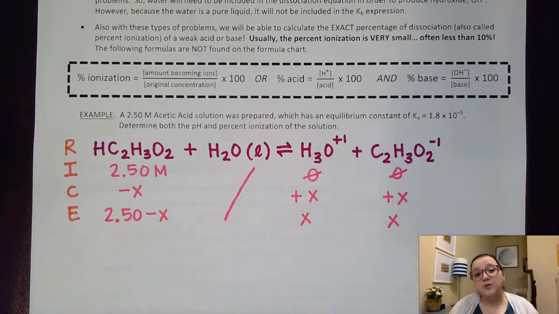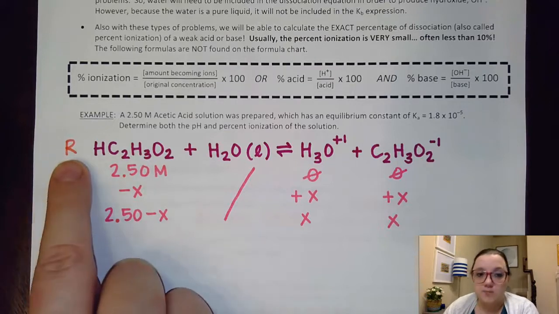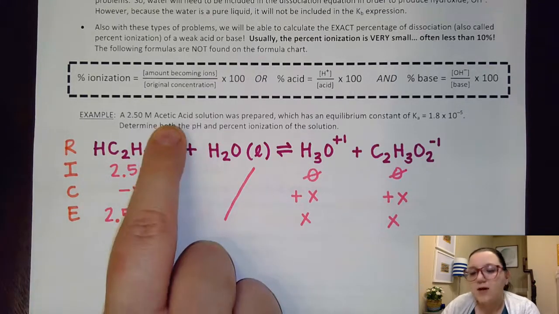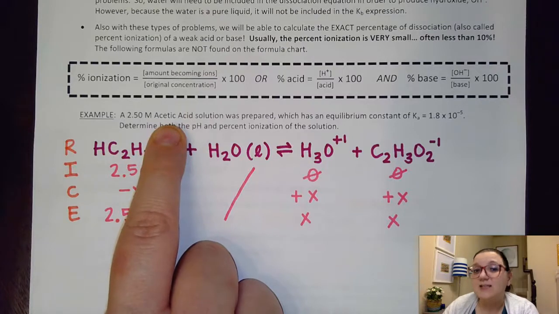The first thing I'm going to do is take that acetic acid and write a reaction for how it would behave in water. That would be the R in my RICE table. Remember, acetic acid has acetate in it, which is C2H3O2 negative 1.